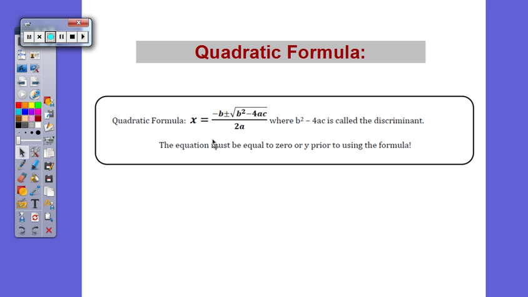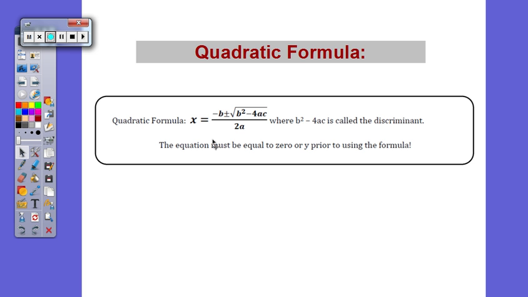There is a very stupid song that goes along with this, and I'm not going to sing that out loud right now because that's kind of ridiculous since I'm on a recording. If I was in class, I'd be singing the quadratic formula song to you right now, but that's not going to happen. All right, so quadratic formula.